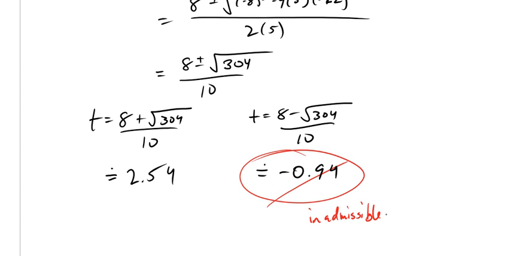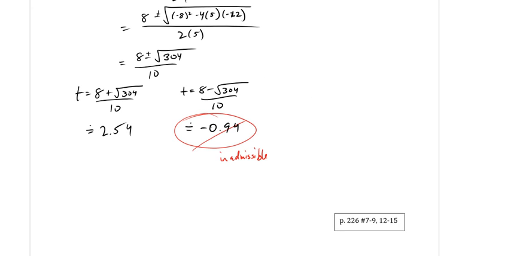And it's not even all applications. Sometimes in an application a negative value is fine, right? For time, probably not. But for other things, it could be a perfectly fine answer. So think about it always, always, always. And sometimes positive answers are inadmissible. That happens too. Okay, so therefore, the rock hit the ground in 2.54 seconds.